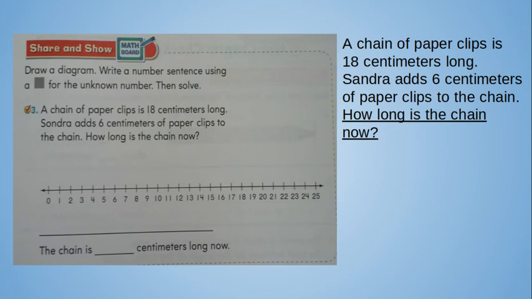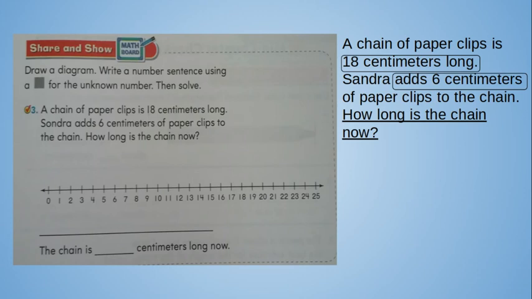Well, I've underlined my question. We're trying to find out how long the chain is now. I know that the chain started as 18 centimeters long. And then my next key word that has to be included is adds. Sandra adds 6 centimeters. Boy, they gave us a very obvious key word. I know already this is going to be an addition sentence. The key word is adds.